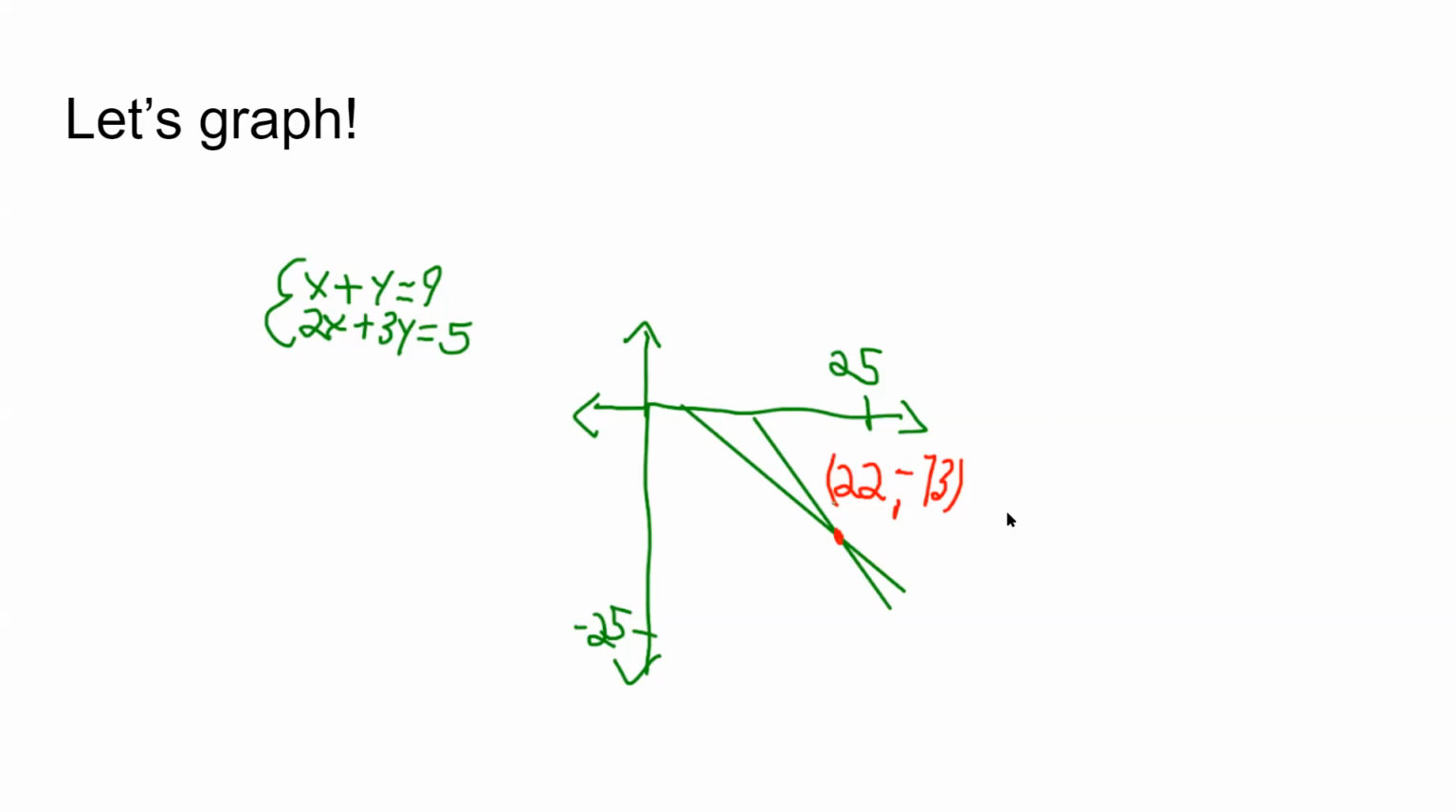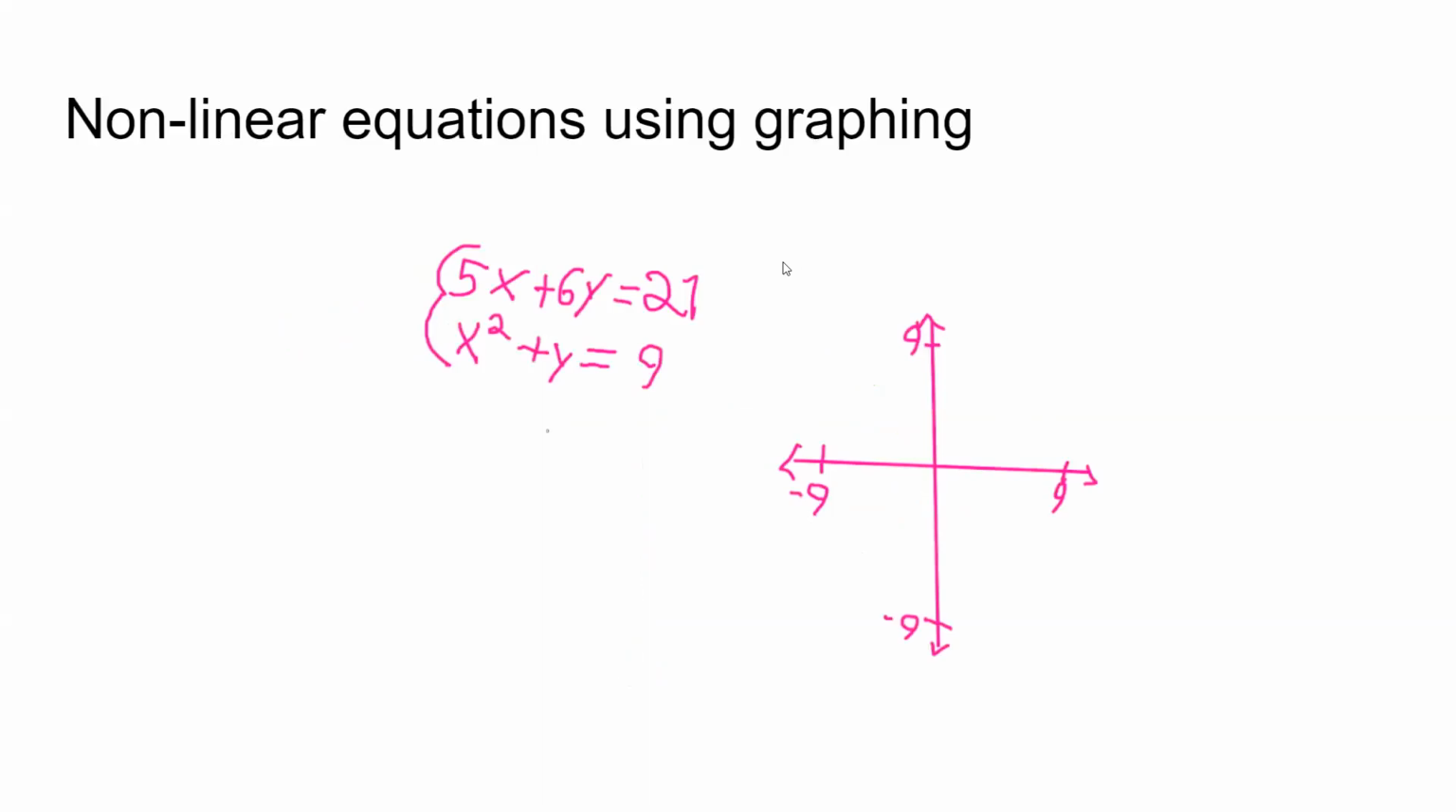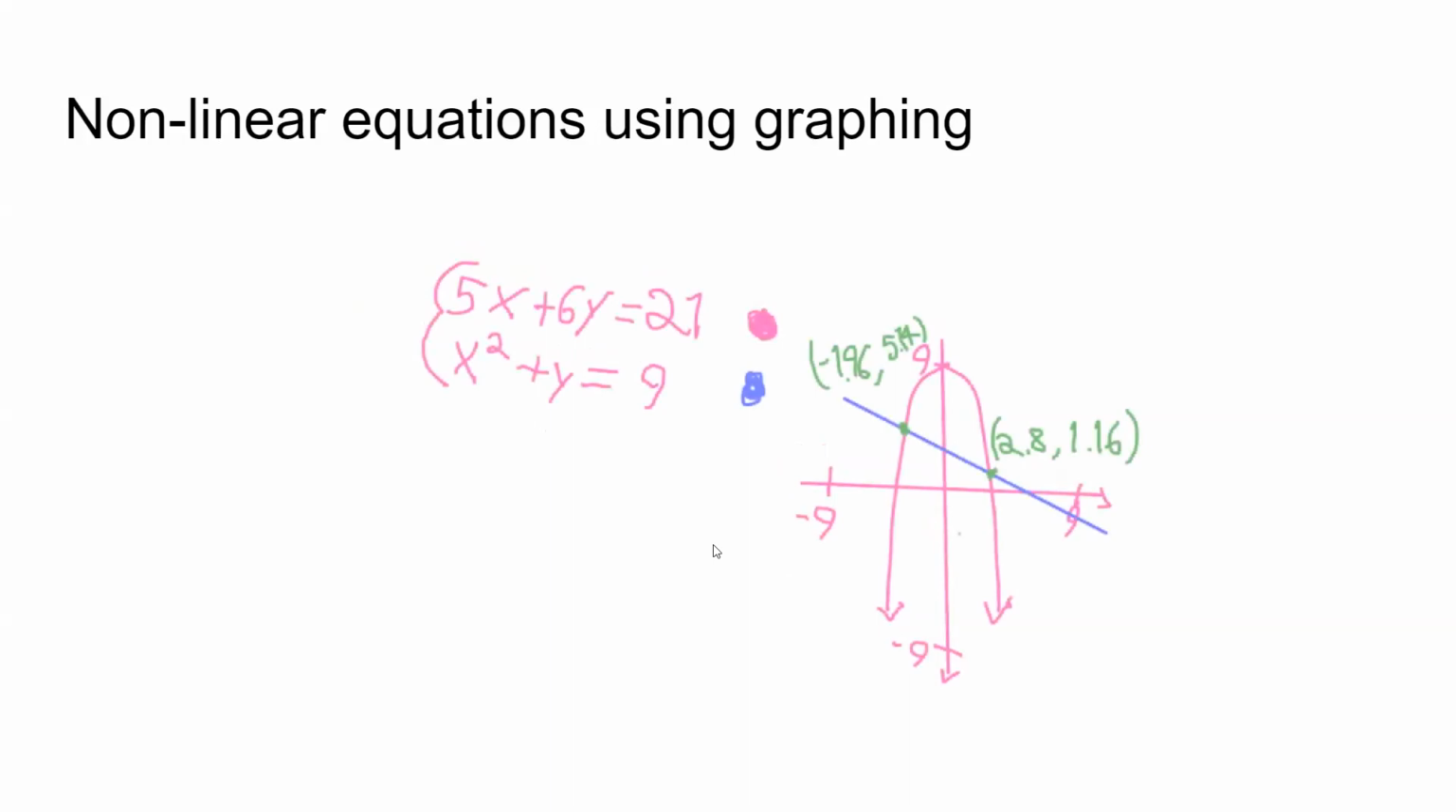We can actually use this as a pretty easy way for nonlinear systems. For this problem, we're going to use the system 5x plus 6y equals 21 and x squared plus y equals 9. Here we have the graph, and we're just going to quickly plot them. The blue is for the second equation and the pink is for the first. You see that the points of intersection are -1.96, 5.14, and 2.8, 1.16.